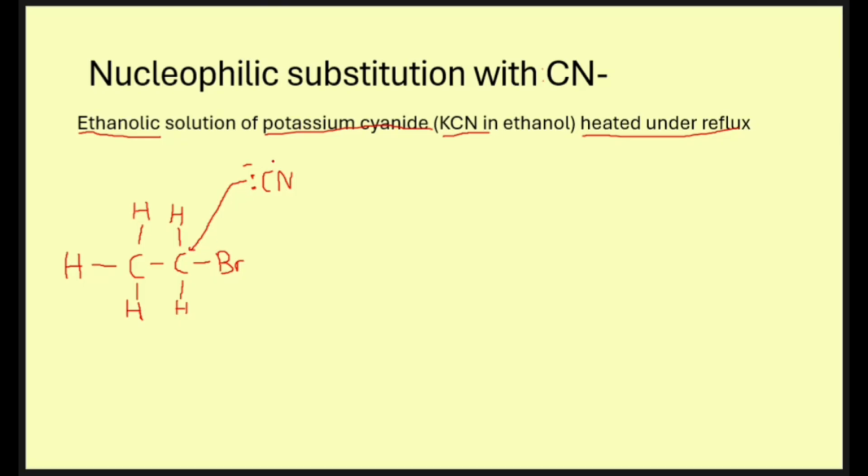So it's attracted to the partially positive carbon, and then this bond comes off into the bromide. It doesn't matter which way you draw in this arrow, I just drew it here so that it didn't intersect with that one.